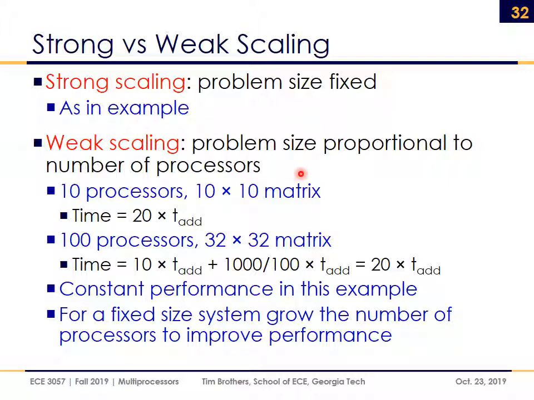Weak scaling, problem size is proportional to the number of processors. So 10 processors, 10 by 10 matrix, time is equal to 20 times T add. 100 processors, 32 by 32 matrix, we get this time is going to be equal to 20 times T add. So the time is going to remain constant, but we're going to scale up, say, the image size that we could process in order to meet the same size.